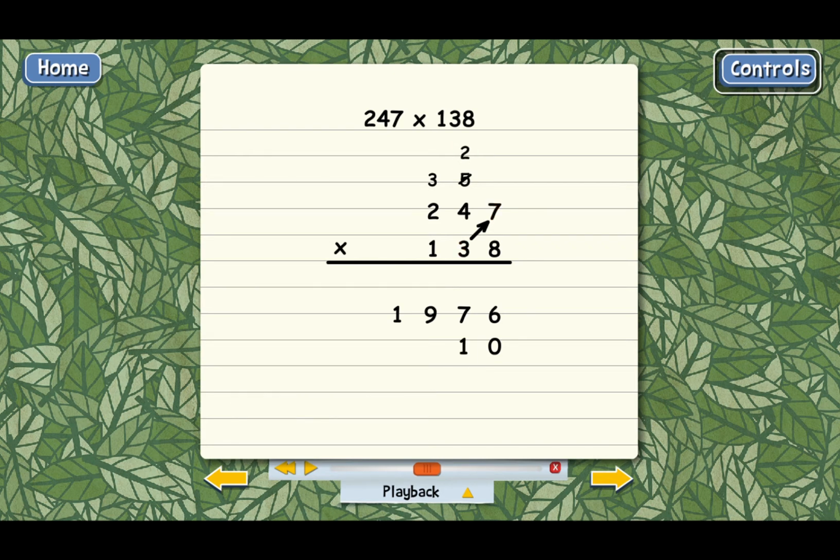Perfect. Next, we have to multiply 3 times 4 and then add the 2 that we carried. Go ahead and do that. That's right. Now we need to multiply 3 and 2, and we'll mark out the 3 that was carried from before. What's 3 times 2 plus the 1 that we carried?